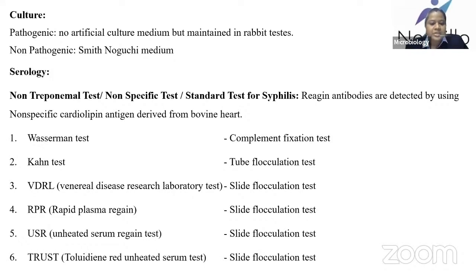It is also a slight flocculation test. These are the different non-specific or non-treponemal tests, the standard tests for syphilis that are done to detect the reagin antibodies in the patients, right? Fine. So now we'll talk about the specific treponemal test.